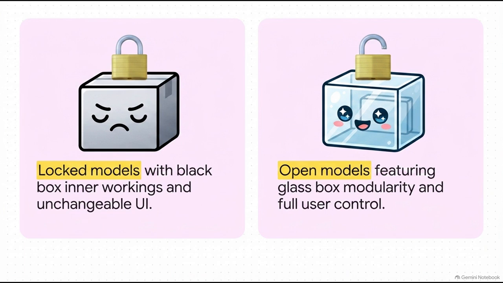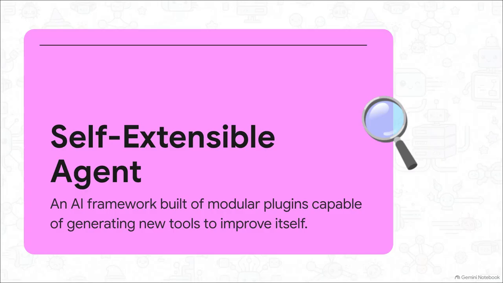DeepSeek's approach is the exact opposite of that. It's an extensible harness. Think of it as a glass box where you control the models, the modularity, and the entire user interface. So the absolutely crucial thing to grasp here is what we mean by a self-extensible agent. Basically, it's an AI framework built entirely out of modular plugins. And I don't just mean you can tack a plugin on at the end. I mean literally everything in the interface, down to the attach file button and the context injection, is a plugin you can just toggle on or off. It is almost absurd how modular it is.